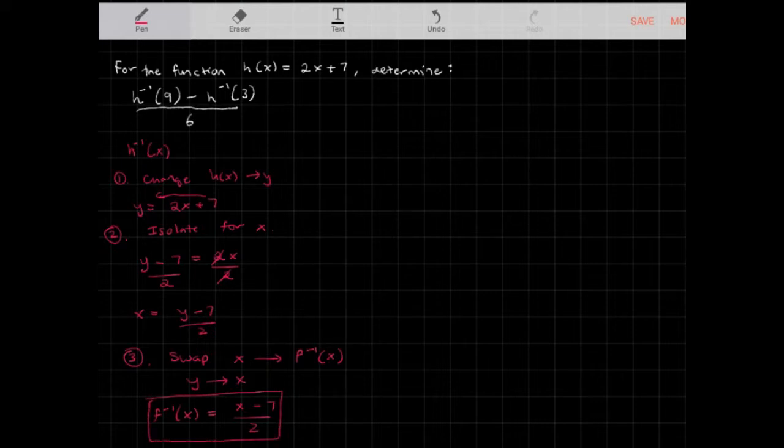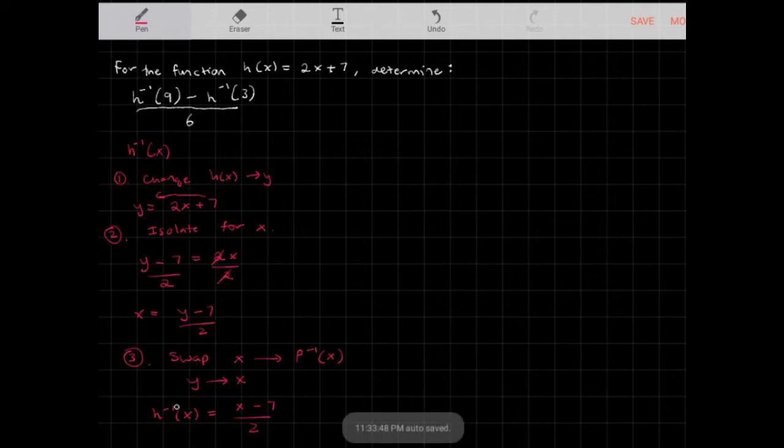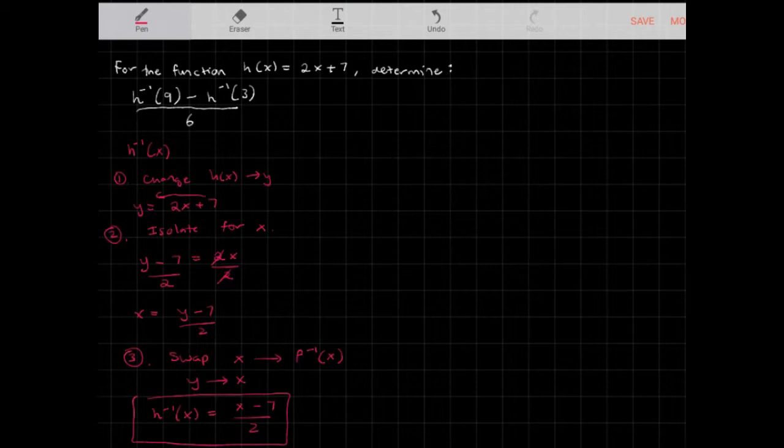We're not done yet. What we need to do is solve this expression. In this case, I wouldn't want to call this f inverse, we'll call it h inverse. It's just kind of a habit that we use h, f, so I tend to write that out a lot. So h inverse of x is equal to x minus 7 over 2.